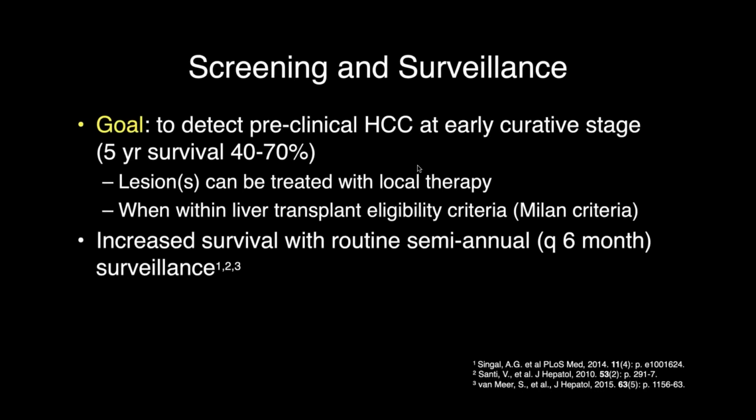Okay, so with a disease that's so prevalent and so lethal, it's really important to perform screening and surveillance to improve survival. And the goal is to try to identify these patients with preclinical HCC when it is potentially curative, when patients may either undergo local therapy for their HCC or potentially a liver transplant. And it has been shown that survival is increased with routine semi-annual, meaning every 6-month surveillance.